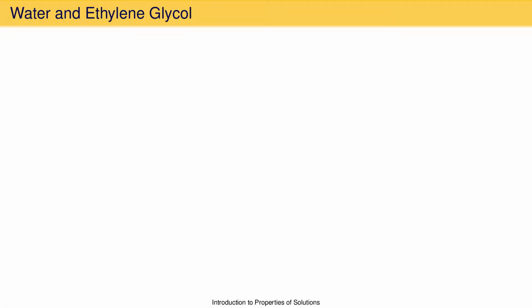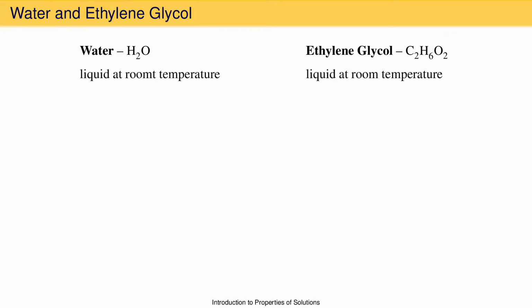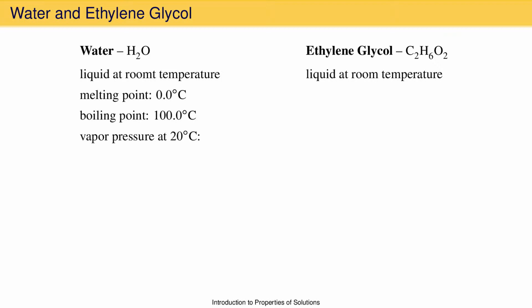Let's make a homogeneous mixture, a solution, from two components, water and ethylene glycol. Both of these substances are liquids at room temperature, so we will be making a solution from two liquids. Water has a melting point of 0 degrees C and a boiling point of 100 degrees C. Its vapor pressure at 20 degrees C is 17.535 torr.